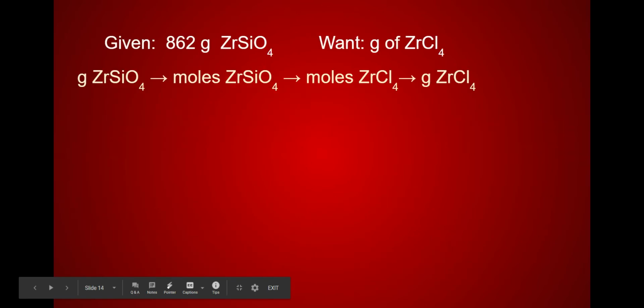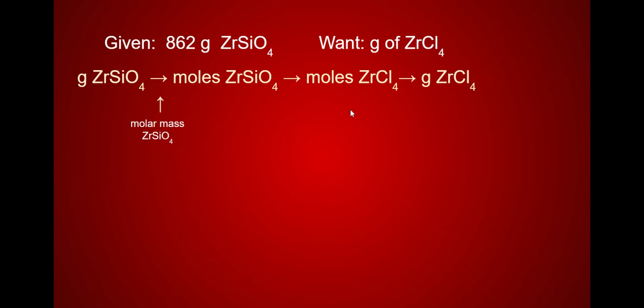All right, so here we go. We have our given at the top, what we want, and our algorithm. We're going to keep this up here as we work the problem. The thing we're going to use to convert grams to moles is the molar mass. We're going to completely ignore the equation and everything. Grams to moles, the thing that connects those is molar mass.